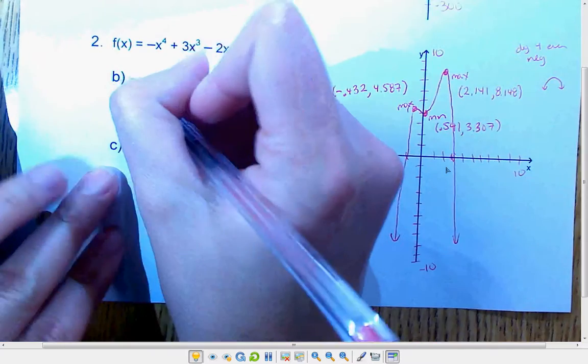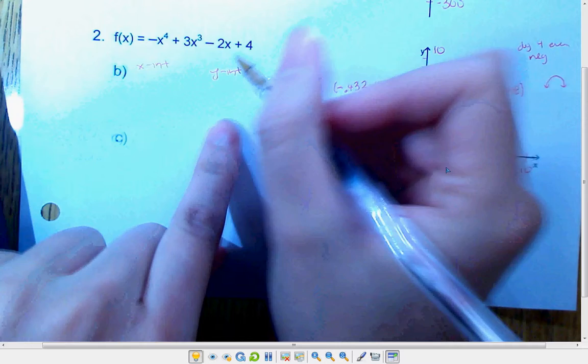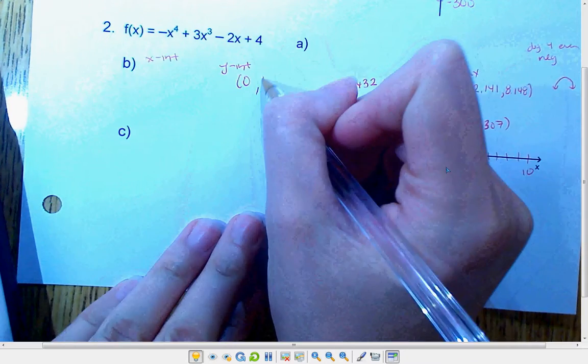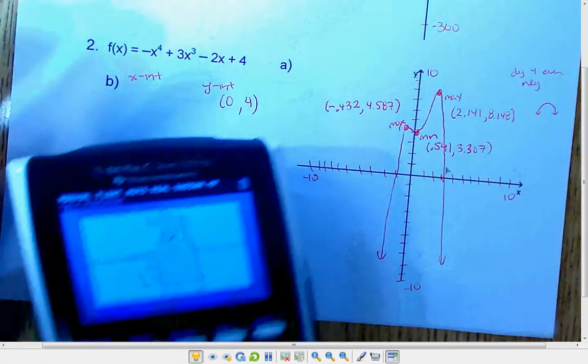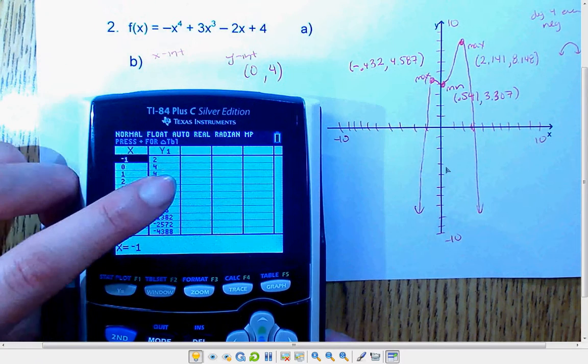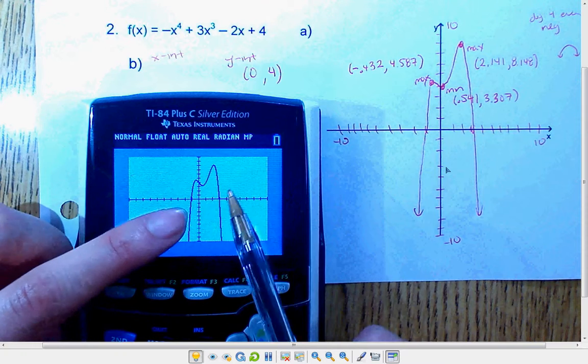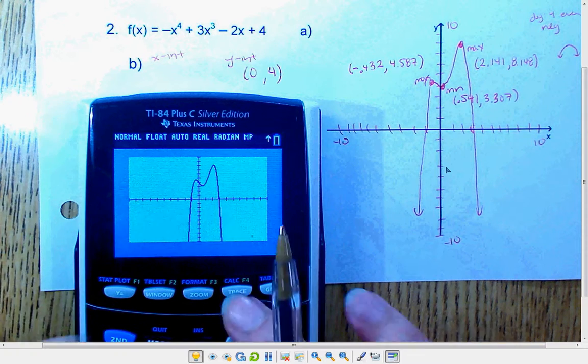Part B, again, I'm going to find my intercepts. So x-intercepts, y-intercepts. Y-intercept is easy. It's just this number right here, so 0, 4. You could also use your table to find it, because on our table, 0, 4, that's my y-intercept. My x-intercept is where it crosses the x-axis. How many do I have here? 1, 2. I got 2 of them, so let me find both of them.